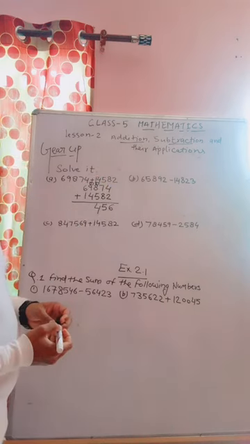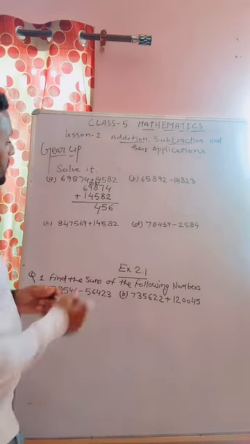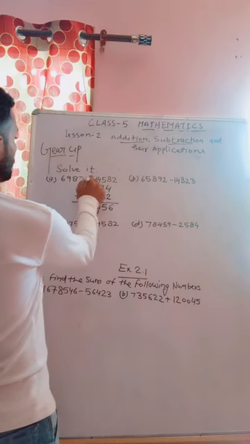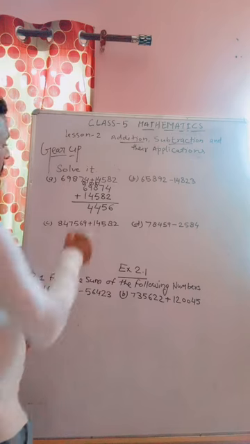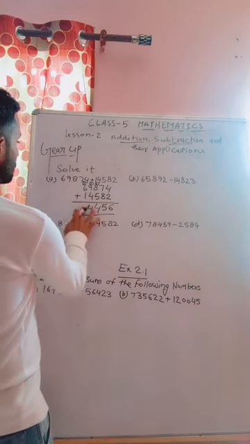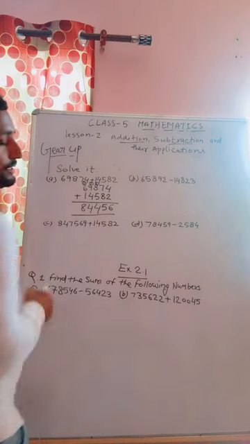And 1 carry and 9 is 10. 10 and 4, 14. Right? 4, 1 carry. 1 and 6, 7, and 1, 8.